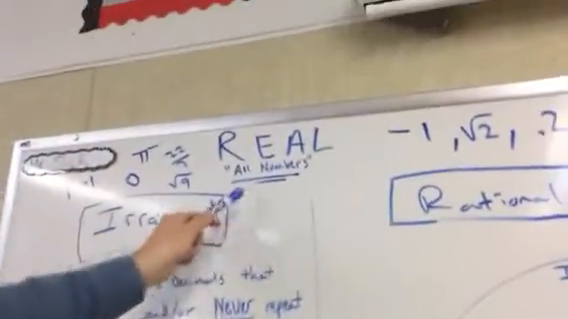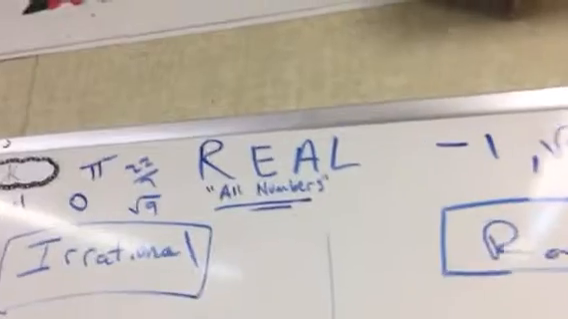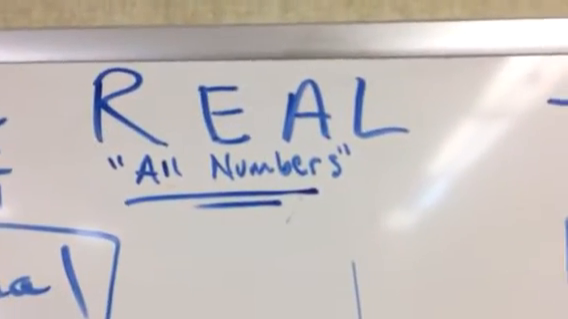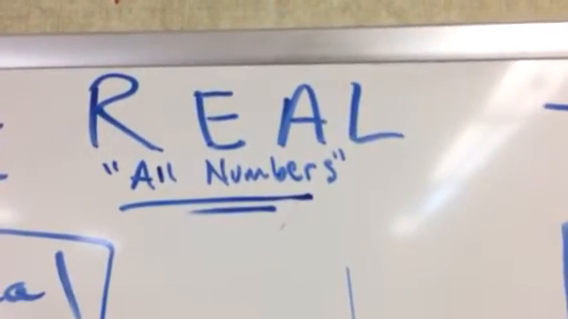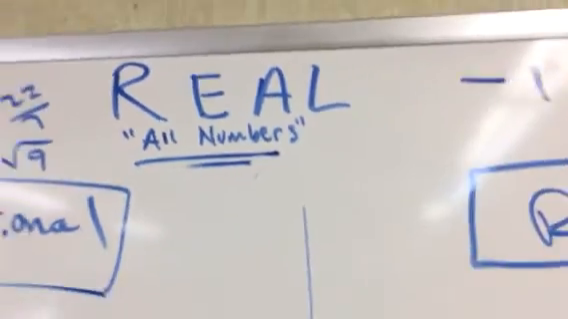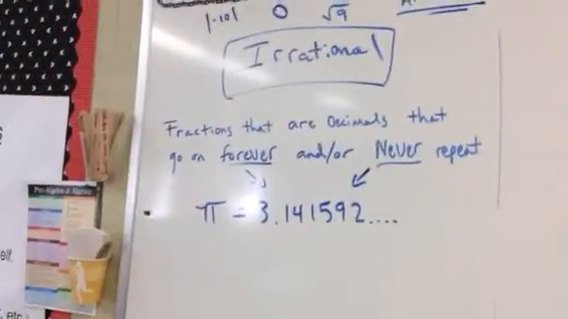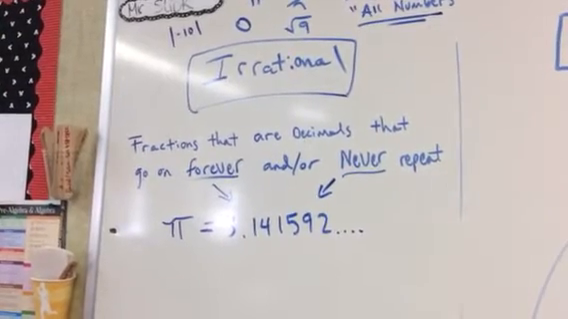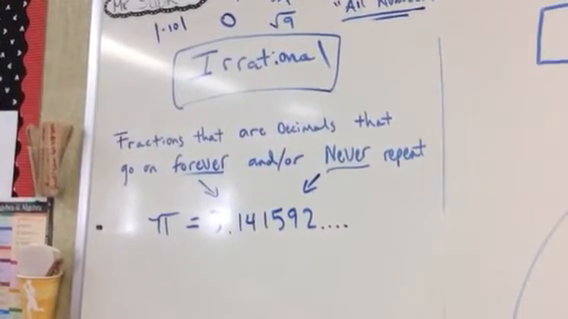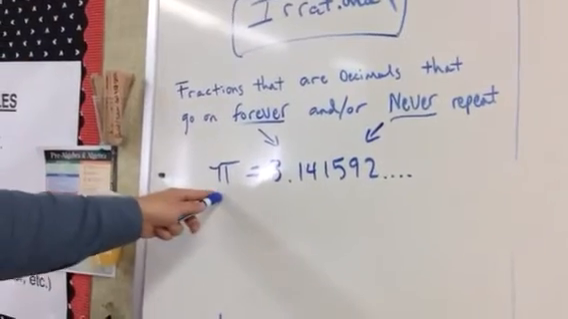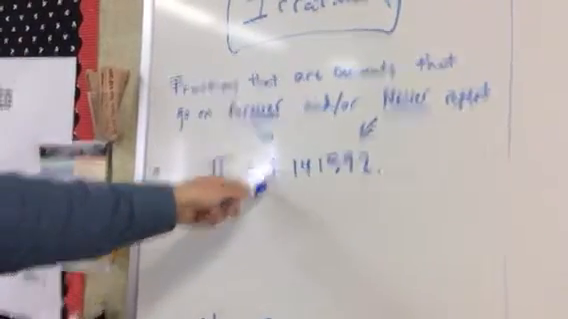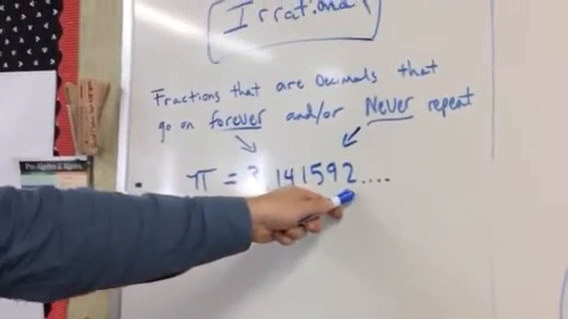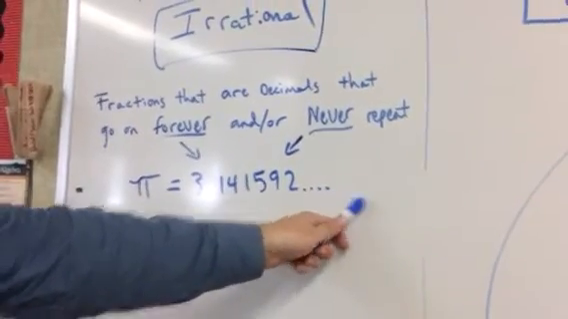Let's go to real numbers now. Real numbers are fun because they're all numbers. Every number is a real number. All numbers. Next, irrational numbers. Irrationals are fractions or decimals that go on forever and never repeat. Take a look at pi. It's the most famous irrational number. 3.141592... It means it goes on forever.